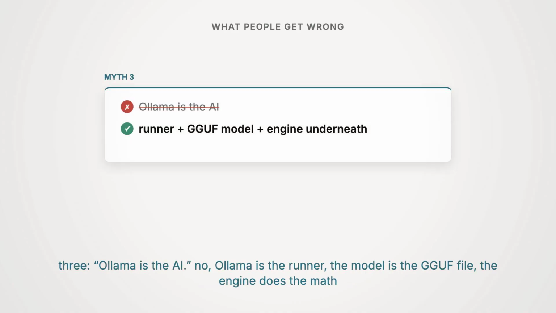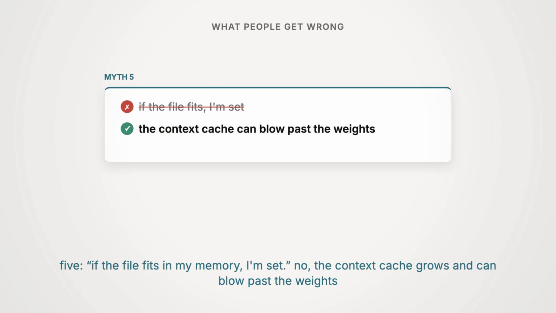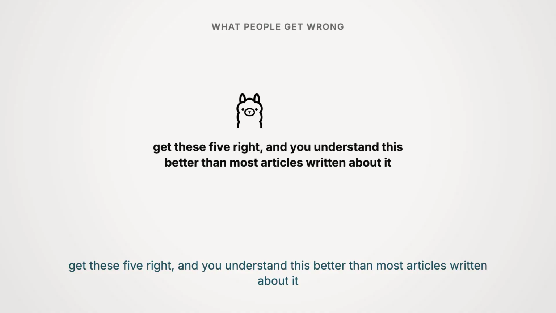3. Ollama is the AI. No. Ollama is the runner, the model is the GGUF file, and the math is done by the engine underneath. 4. Running locally means running ChatGPT or Claude on your laptop. No, those are closed. Locally you run open-weight models like Llama or Qwen, usually a smaller one. And 5. If the model file fits in my memory, I am set. No. The context cache grows with the conversation and can blow past the weights. Get these 5 right, and you understand this better than most articles written about it.